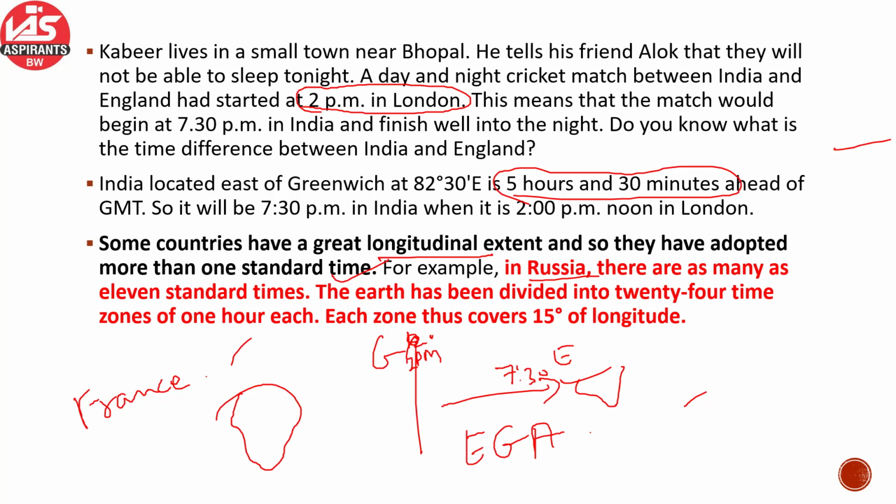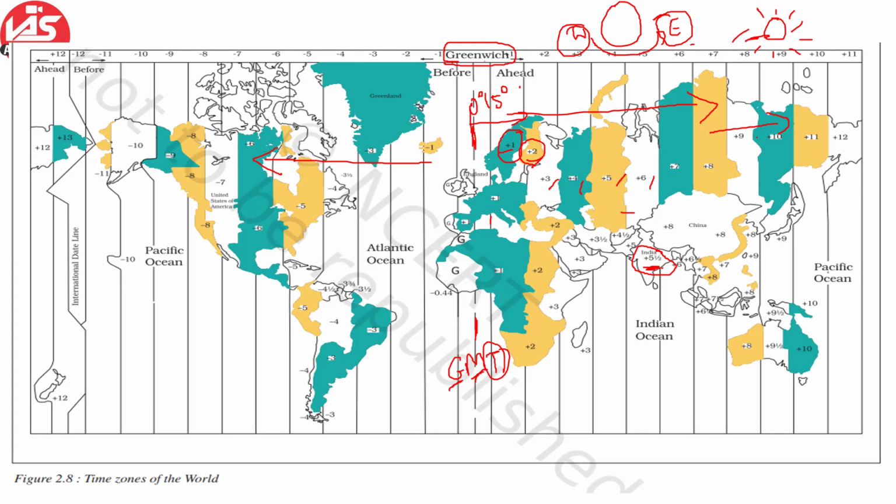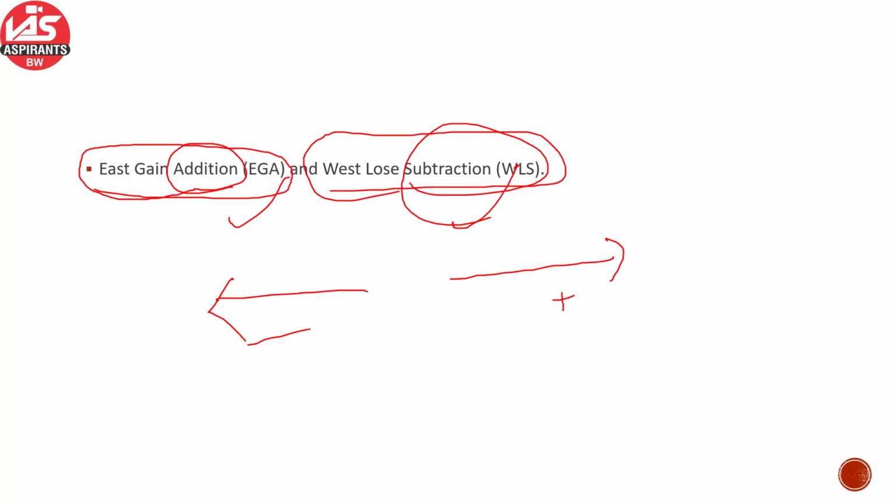So Earth has been divided into 24 time zones of 1 hour each, and each zone thus covers 15 degree of longitude. So I already told you, let us see here. These lines that you are seeing, it's a 15 degree difference and 1 hour difference. And similarly, we have divided the whole Earth or the globe into 24 such zones. Okay, because we have 24 hours. Let's move forward now.